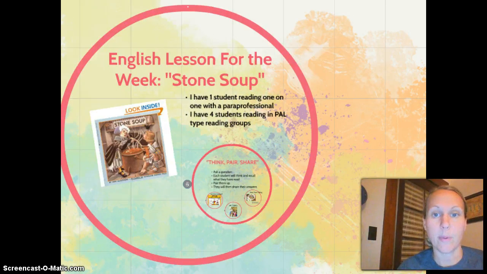So, for example, let's say I'm working on my English lesson for the week. I have picked the book Stone Soup to go over with my students. After assessing my students' levels, I now know how to proceed.